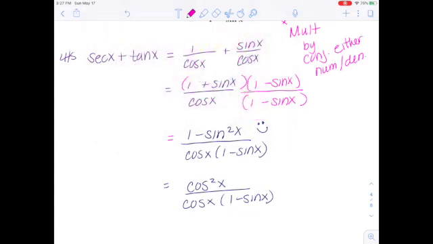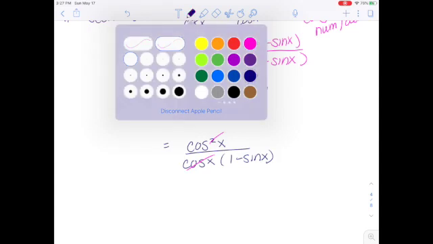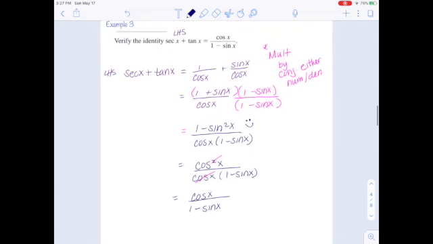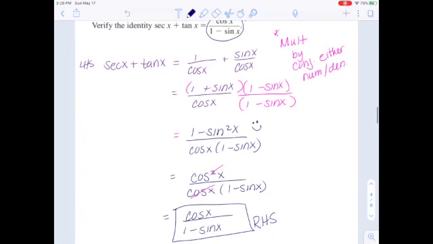All right, we can cancel out a little bit. So cancel a cosine out of numerator and denominator. Now we're looking at cosine of x over 1 minus sine of x. And at this point, oh, look, hey, that's the right-hand side. Sometimes you just run with a few ideas that you have and you end up at the right-hand side, which is what you're trying to prove here.